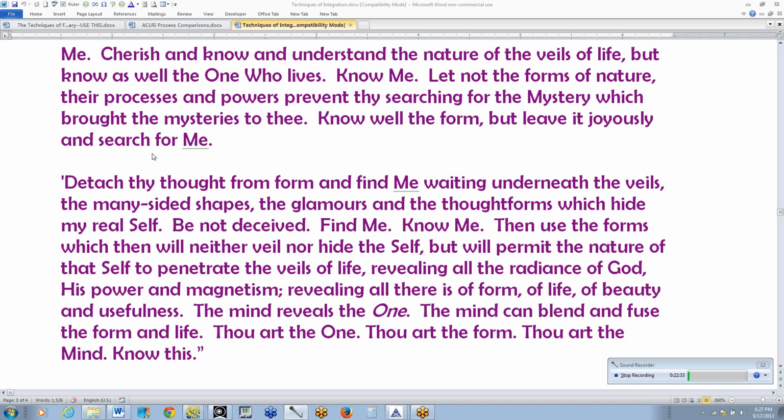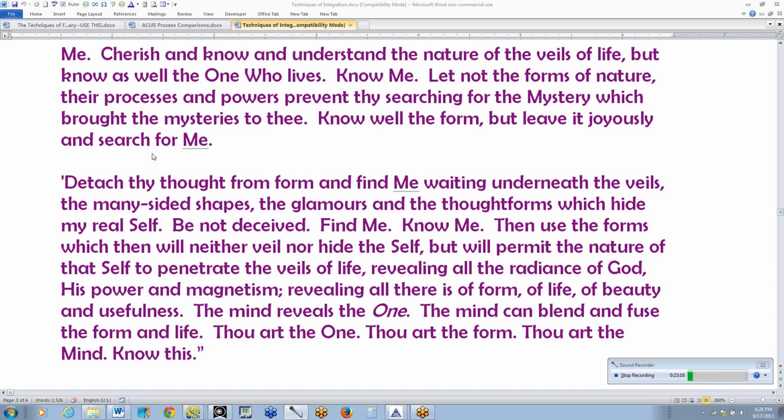Finally understanding the one behind the forms, the true life. The aspirant here is told, then use the forms, which then will neither veil nor hide the self, or will permit the nature of that self to penetrate the veils of life, revealing all the radiance of God, His power and magnetism, revealing all there is of form, of life, of beauty, and usefulness. Then the climax, the mind reveals the one. The mind can blend and fuse the form and life. Thou art the one. Thou art the form. Thou art the mind. Know this.